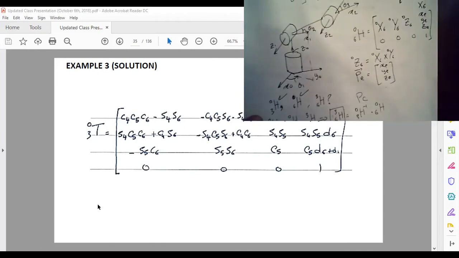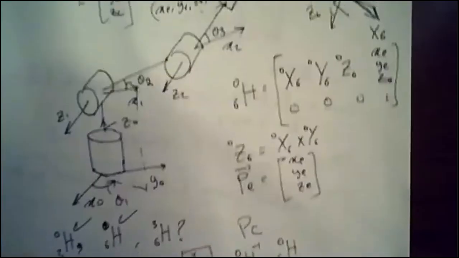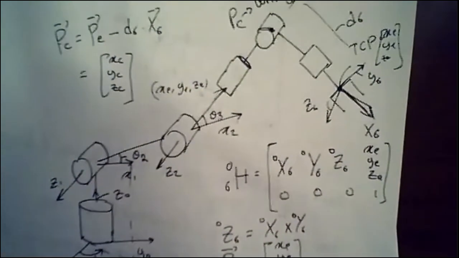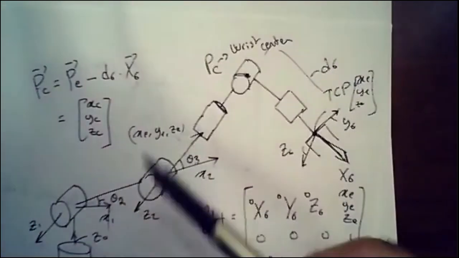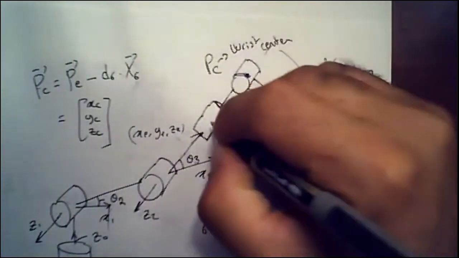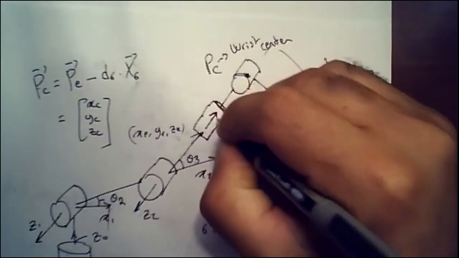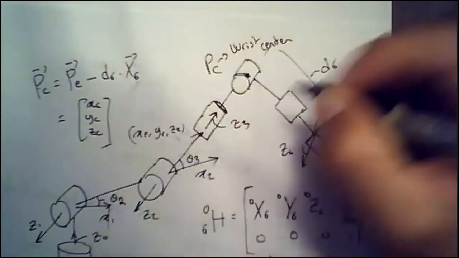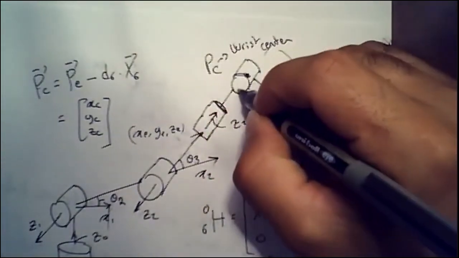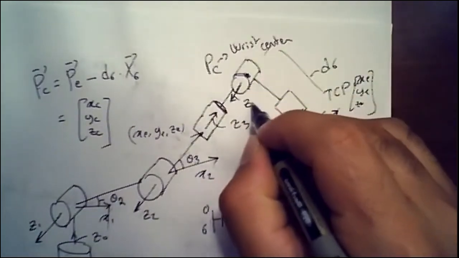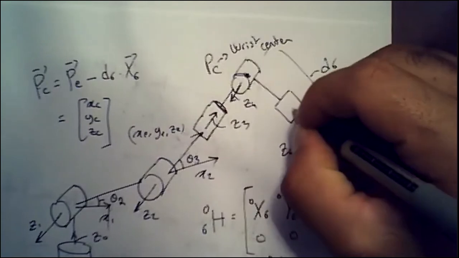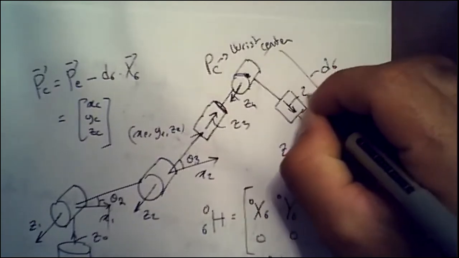Let me come back and continue by putting the DH frames on this robot. We already have Z0, Z1, Z2. Now I need Z3. We said Z3 is the axis of actuation, so this is my Z3. How about Z4? Z4 is going to be perpendicular to this one, so this is my Z4. How about my Z5? Z5 is here.